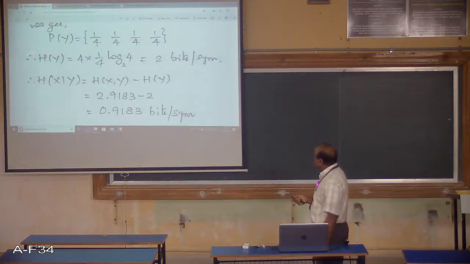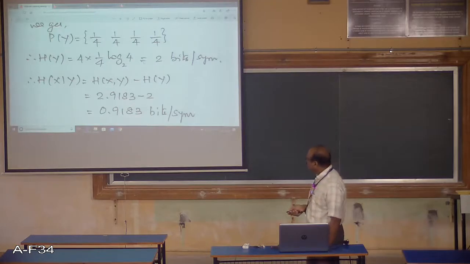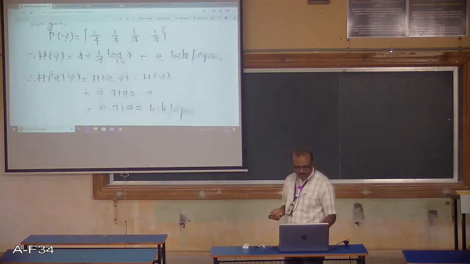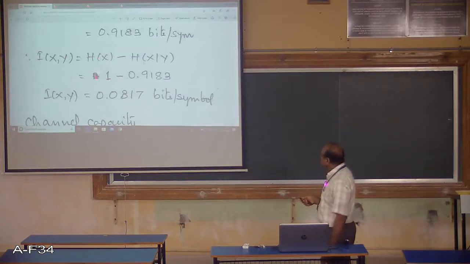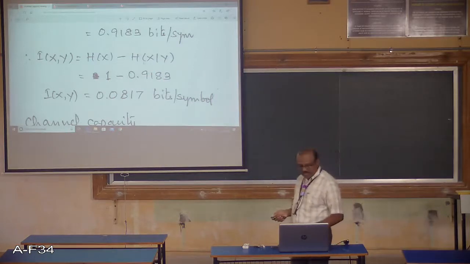So the entropy of the receiver is 4 times 1 by 4 log 4, which is 2 bits per symbol. Using that relation, we can compute the conditional entropy, which is H of XY minus H of Y, and it comes out to 0.9183 bits per symbol. So if we substitute this value, we get the mutual information: H of X is 1, minus H of X given Y. This is what is I of XY, in bits per symbol.